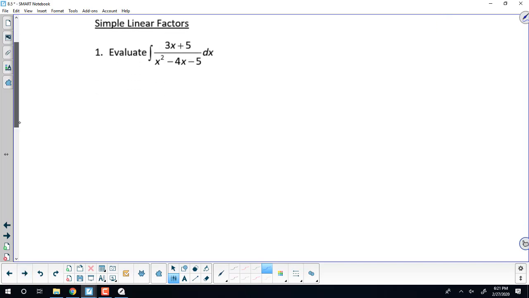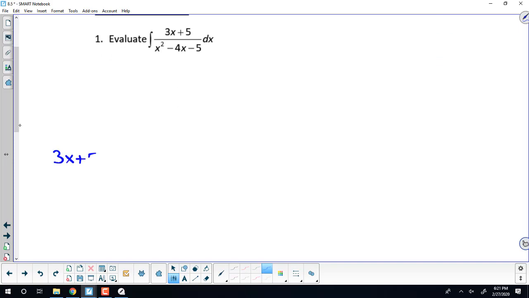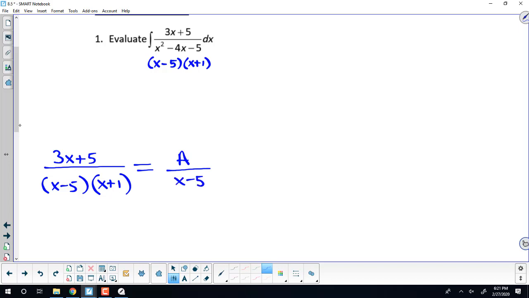So we're gonna bring it off to the side, we're gonna take our 3x plus 5, and we're gonna factor the x squared minus 4x minus 5. And say, all right, well, it's 3x plus 5 over (x minus 5) times (x plus 1). We have rather simple linear factors. So that's going to tell us that we need to equate this to a over x minus 5 plus b over x plus 1.